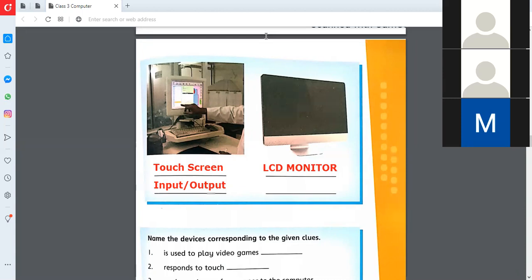Will it take something from us? No. It will give us something. It will not take anything from us. It will give us something, and that something is called the output. So basically, this is an output device. So the LCD or the monitor is an output device. Okay.